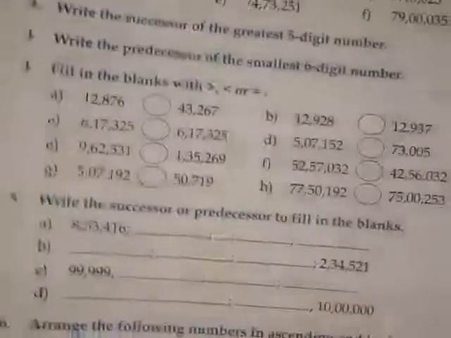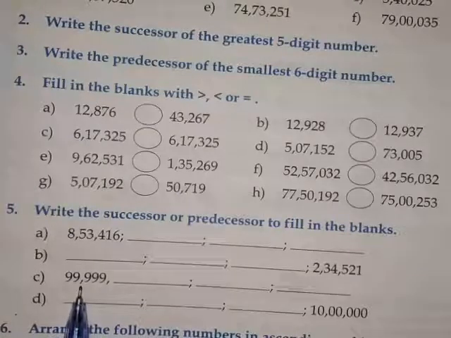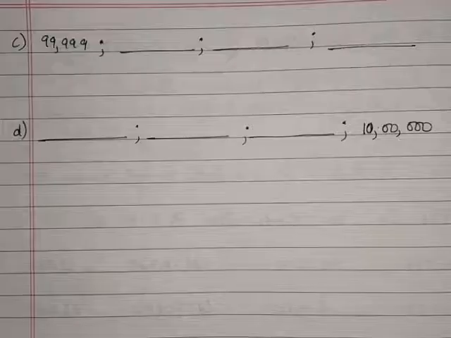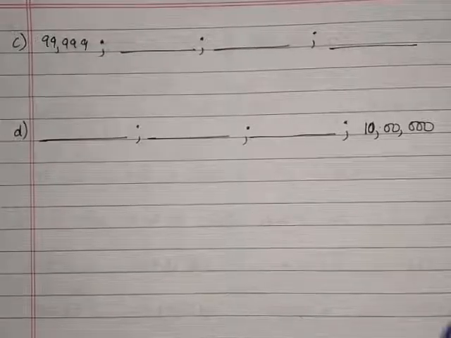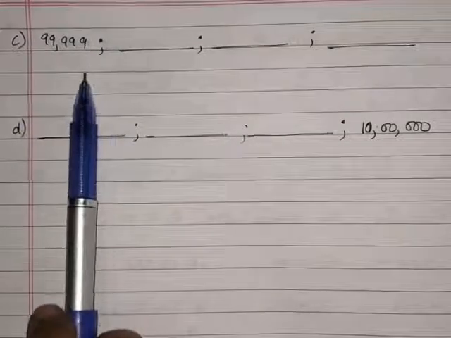The C question is given 99,999. The C question is your homework. I am noting it down in the notebook. It is your homework, C. In the C question I have noted it down. This is the homework for you. I have left the place.